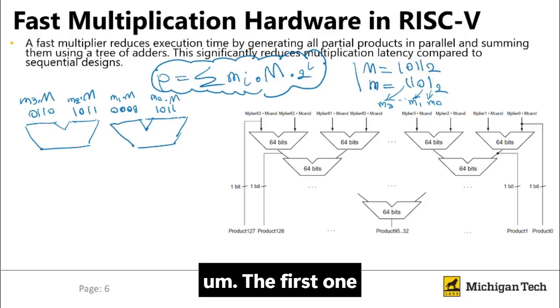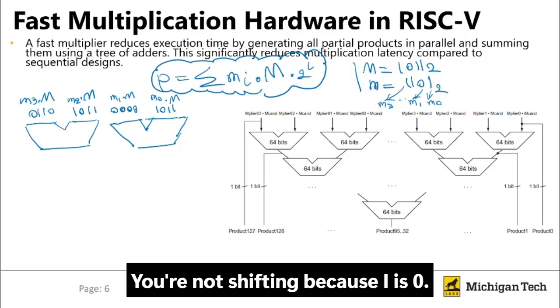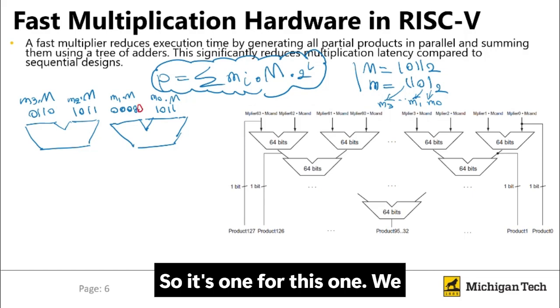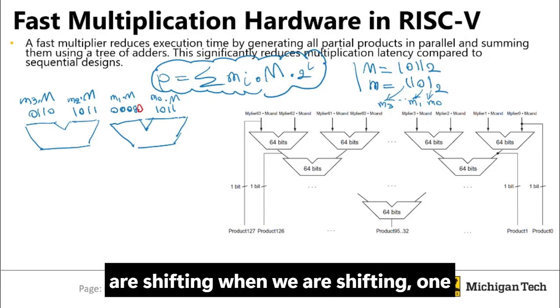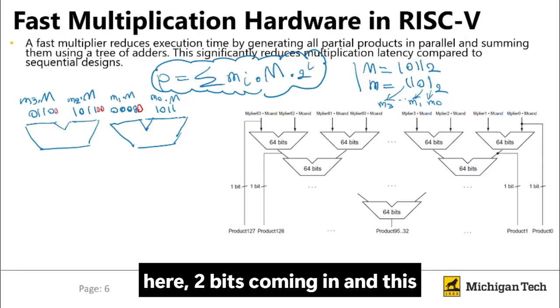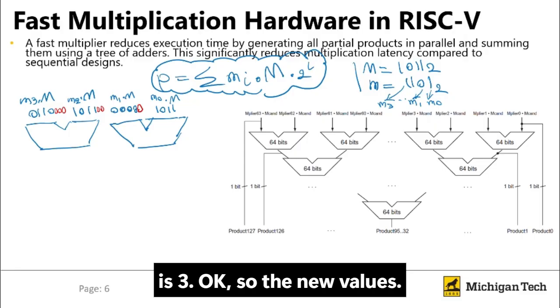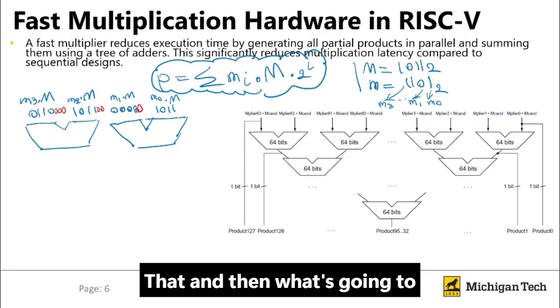The first one is we shift 0. So we are not actually shifting, because I is 0, so it is 1. For this one, we are shifting. When we are shifting, 1 bit coming in. When we are shifting here, 2 bits coming in. And this one, 3 bits coming in because I is 3. Okay? So the new values are that.